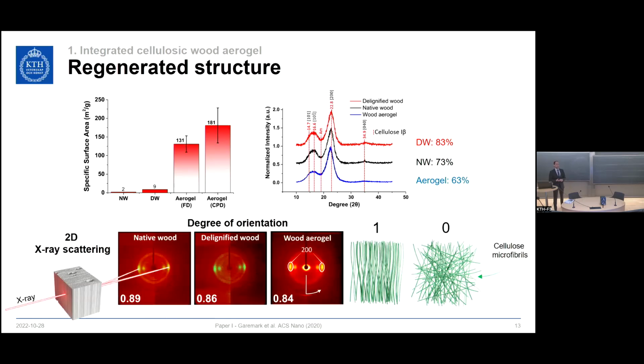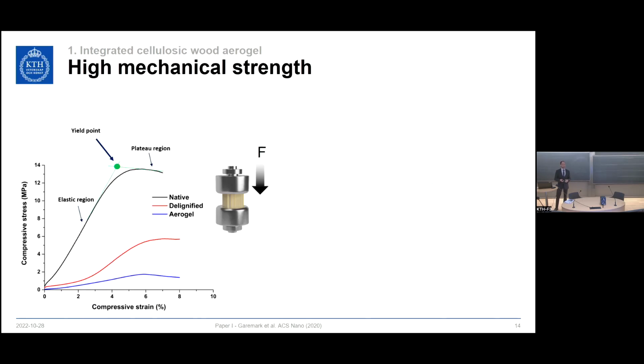And we then studied the degree of orientation of the cellulose microfibrils inside the cell wall using 2D X-ray scattering, in which we perform an azimuthal integration over the strong 200 reflections. A value of 1 means that the microfibrils are completely isotropic, and 0 means completely anisotropic. In which we see that the delignified wood loses a bit of orientation, and then the wood aerogel loses a bit more. But it's still a very high degree of orientation, and this has benefits for mechanical performance.